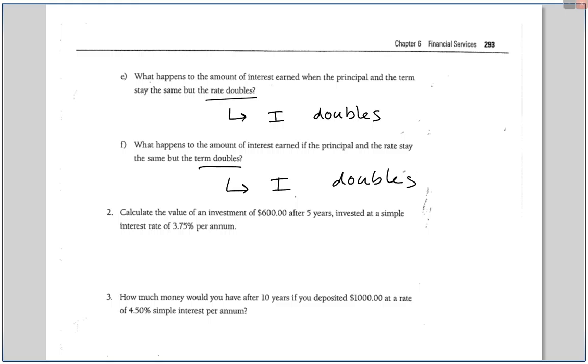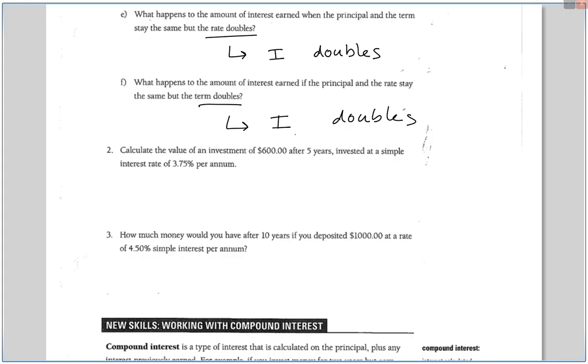Then it says, alright, calculate the value of an investment of... So this is a type of question that will be multiple choice style. So I would recommend you write down P times R times T.